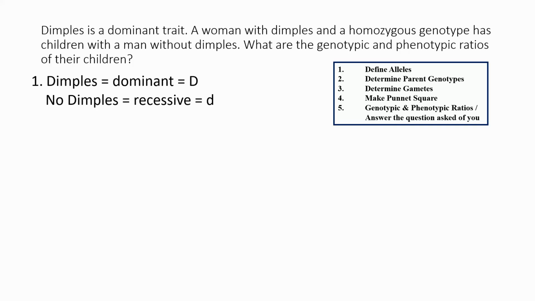So now we have to find what dominant means and what recessive means in the course of this question, and we set a letter to each possible allele. So now we have to figure out the parent genotypes. Again, I encourage you to take a second here to pause this and try it on your own.